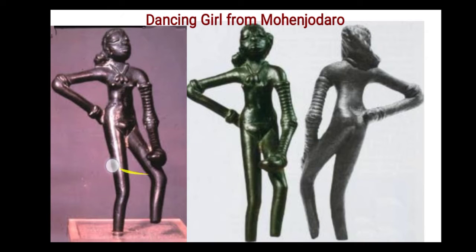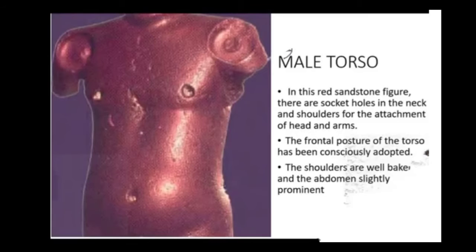These are the pictures of the same dancing girl. It is the back side of the dancing girl. Next important sculpture is the male torso. It was made of red stone. There are sockets or holes in the neck and shoulders for the attachment of head and arms. The frontal posture of the torso has been consciously adopted. The shoulders were also well back, and the abdomen slightly prominent.